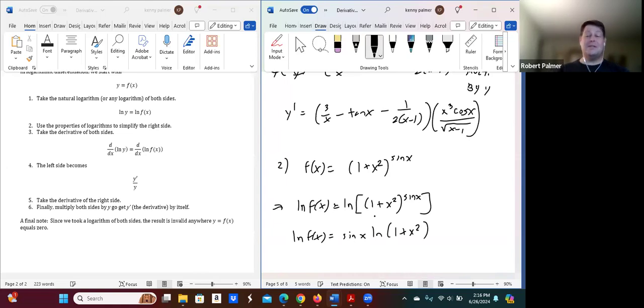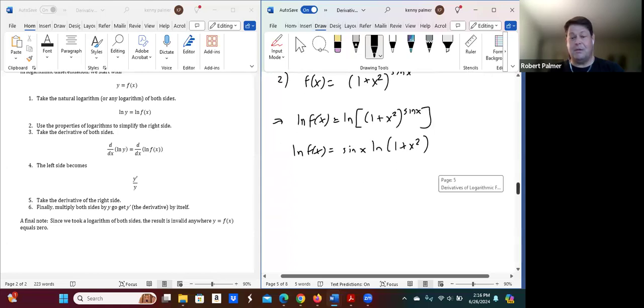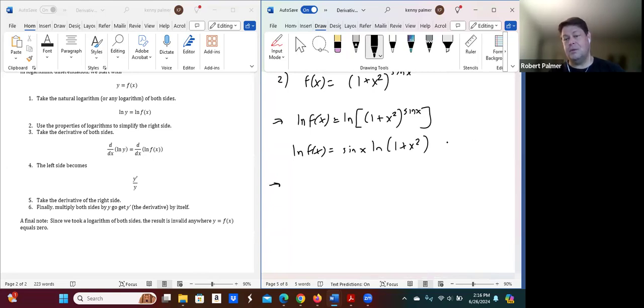One reason we're doing it this way is that this is a fairly complicated thing to differentiate, with an x in the base and also in the exponent. Those are fairly complicated to take the derivative of. Now, let's take the derivative of both sides. The left side is going to be 1 over f of x times the chain rule, f prime of x.